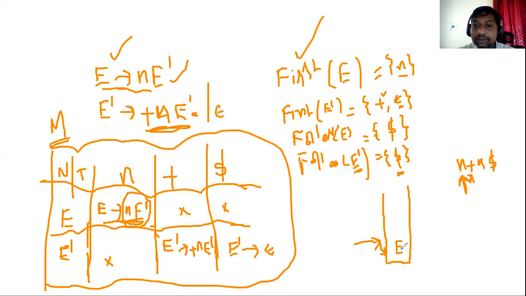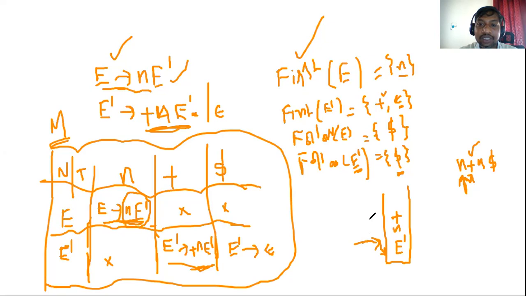So E dash is the current top of the stack, and the current input symbol is plus. E dash with plus: the entry corresponding to this is the production rule E dash derives plus n E dash. Now what you have to do is insert the right hand side of that production rule in reverse order. So you will get E dash, which is going to be the bottom of the stack. On top of it we'll have n, and on top of it plus.